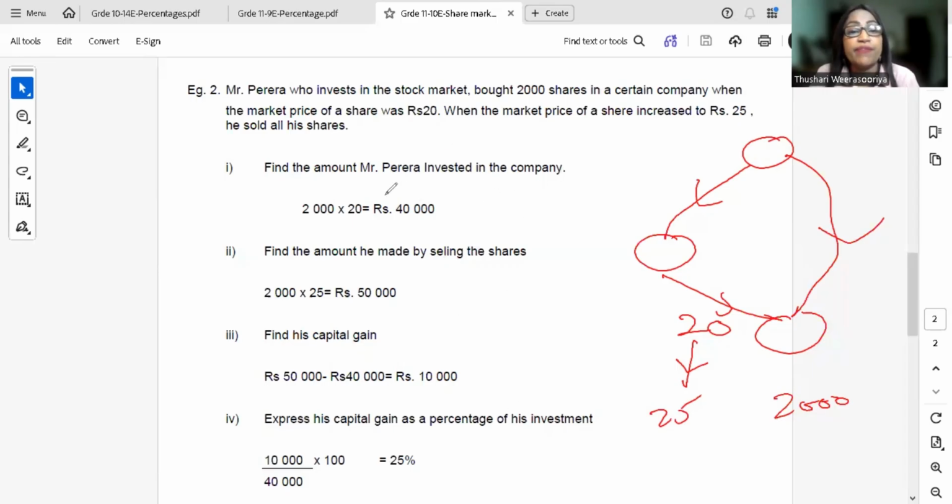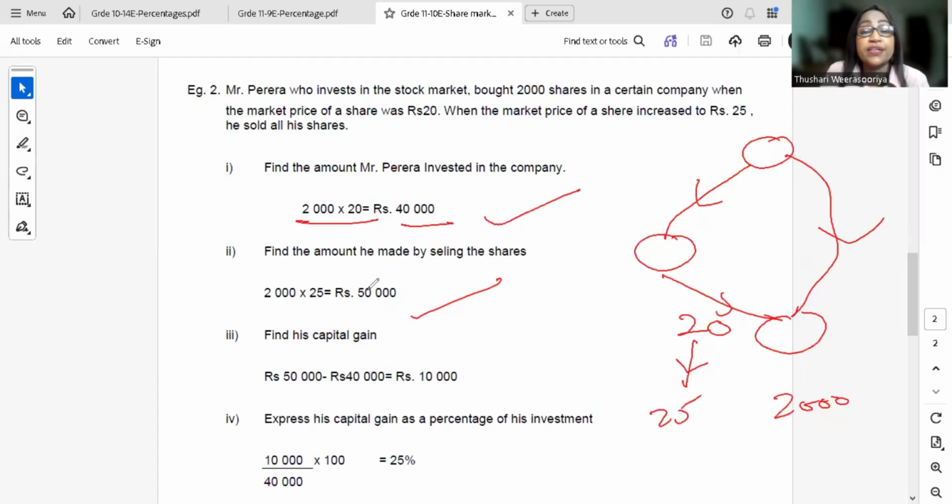Now we'll answer the questions one by one. Find the amount Mr. Pereira invested in the company. 2,000 into 20, that is 40,000. I assume that is clear. Find the amount he made by selling the shares. He sold for 25 into 2,000. That is 50,000. He spent 40,000 to buy the shares. Now he has earned 50,000.